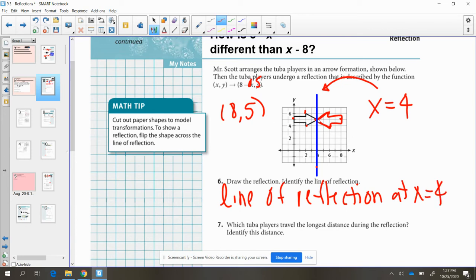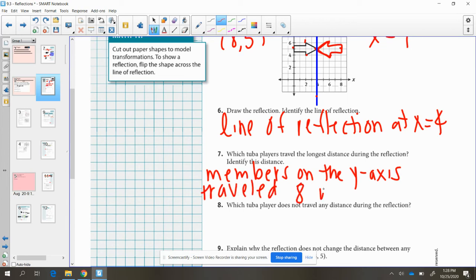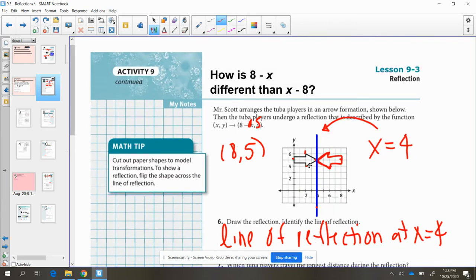And when we think about it, if there's a band member on that line of reflection, they didn't move at all. The people who moved the most were the people who were on the y-axis because they had to move all the way over here 8 units. So the members on the y-axis traveled 8 units, right? Because they had to stay the same distance that they were away from that line of reflection. So 4 units to 4 units, right? So that's where that moved.